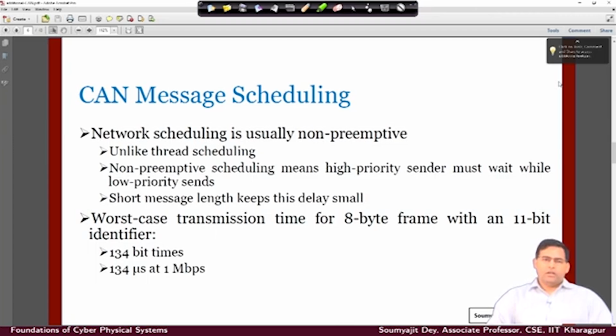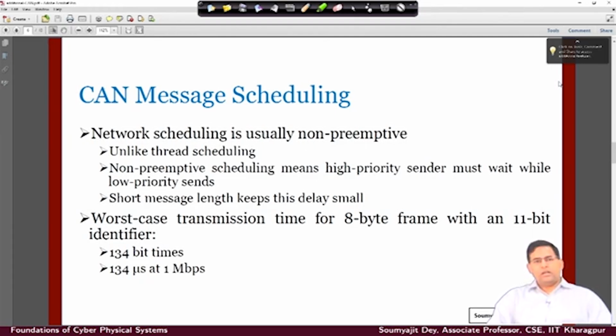That means while a low priority sender is sending his message, even if there is a high priority message, he cannot start sending the high priority message and make the low priority one give up the bus. So no such thing happens in the CAN bus. So there is an arbitration. Whoever wins the arbitration will transmit, and while he is transmitting, if another low priority message comes, that one has to wait. So it's non-preemptive in that sense.